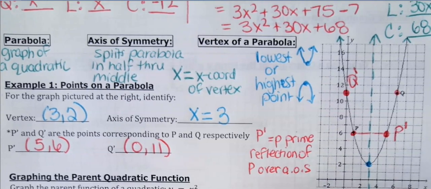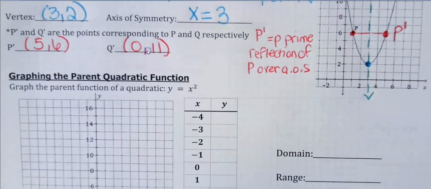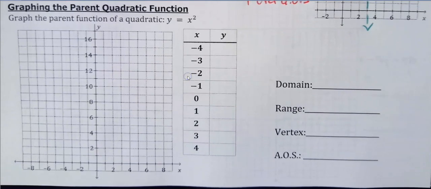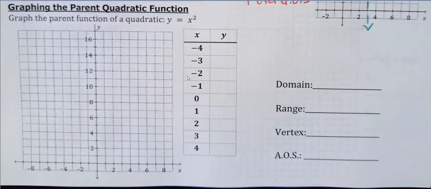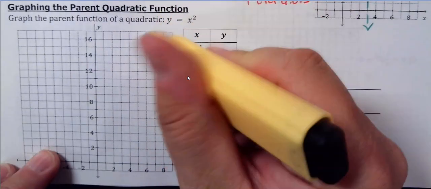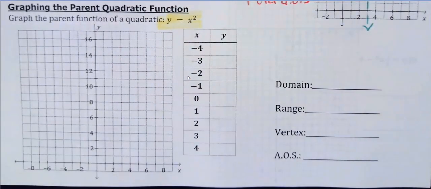Okay, now I'm going to have you guys graph what we call the parent function, so the most basic version of a quadratic. I'm going to have us graph this by hand, and then I'm going to show you a little cheat to help you graph all the other parabolas that we're going to do in this unit so you don't have to use a table. Okay, so most basic version of a quadratic, not shifted, not stretched, not shrunk, nothing, just y equals x squared. That's all it is.